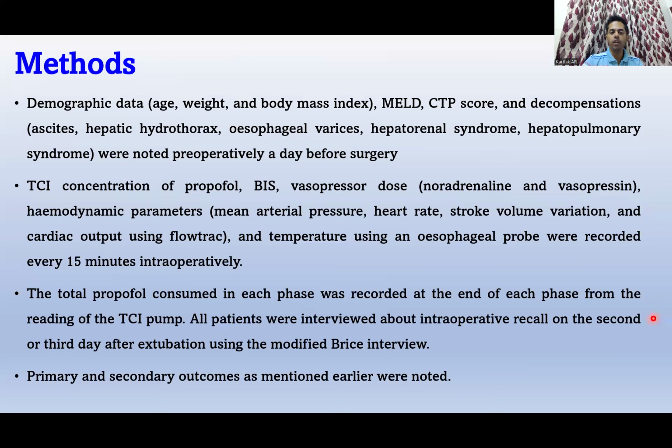The total propofol consumed in each phase was recorded at the end of each phase from the reading of the TCI pump. All patients were interviewed about intraoperative recall on the second or third day after extubation using the modified Brice interview. Primary and secondary outcomes, as mentioned earlier, were noted.